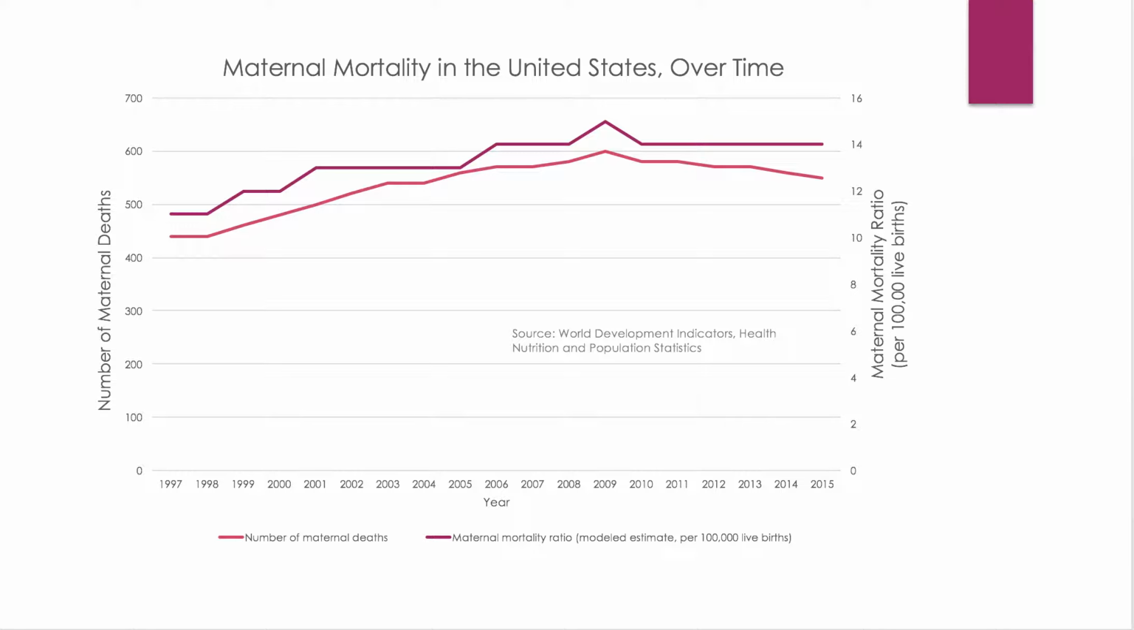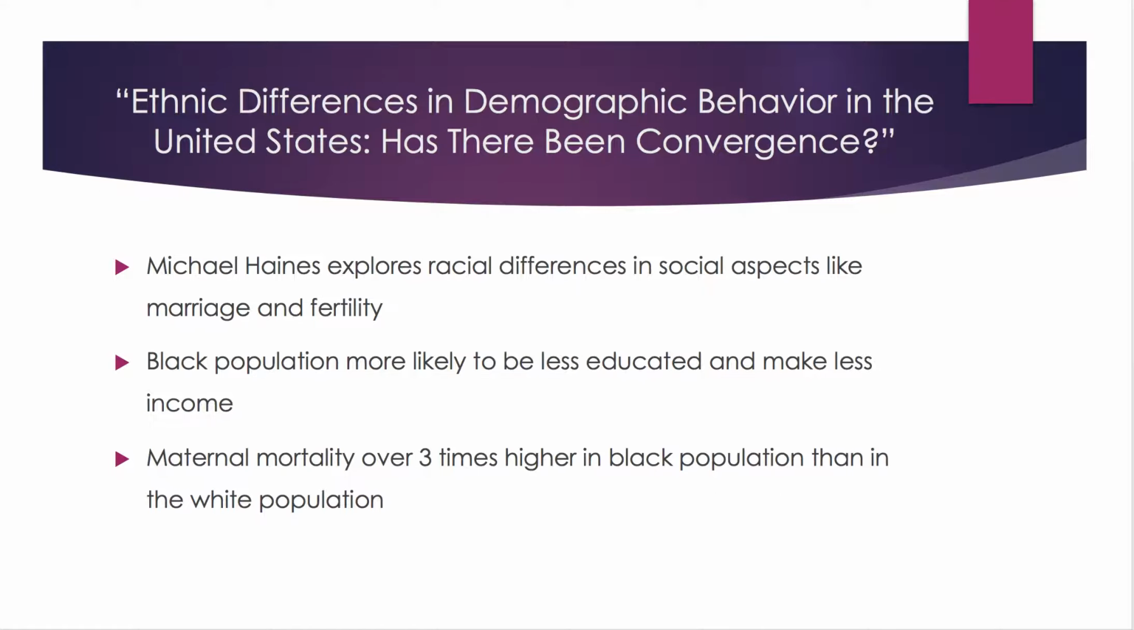Looking into my sources, my first source is by Michael Haynes, and he explores racial differences in social aspects such as marriage, fertility, and mortality ratios. He has looked into how the Black population is more likely to be less educated and make less income, and he has also concluded that maternal mortality rates are over 3 times higher in the Black population than in the white population.